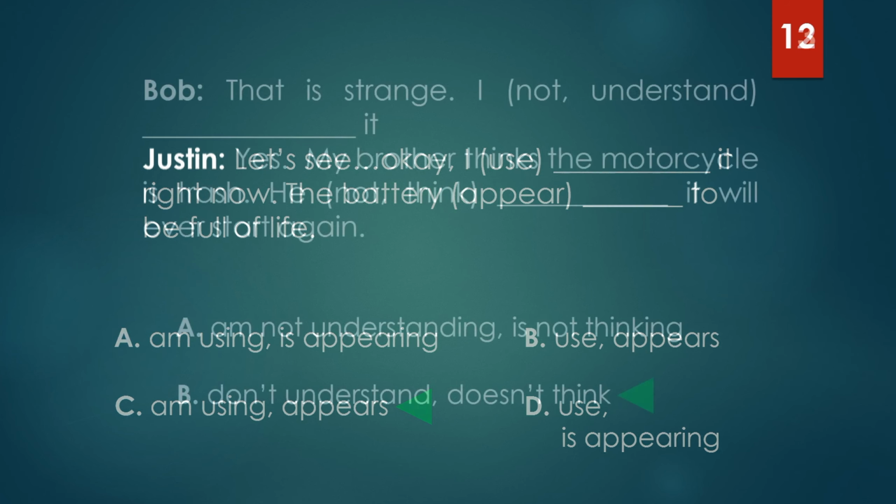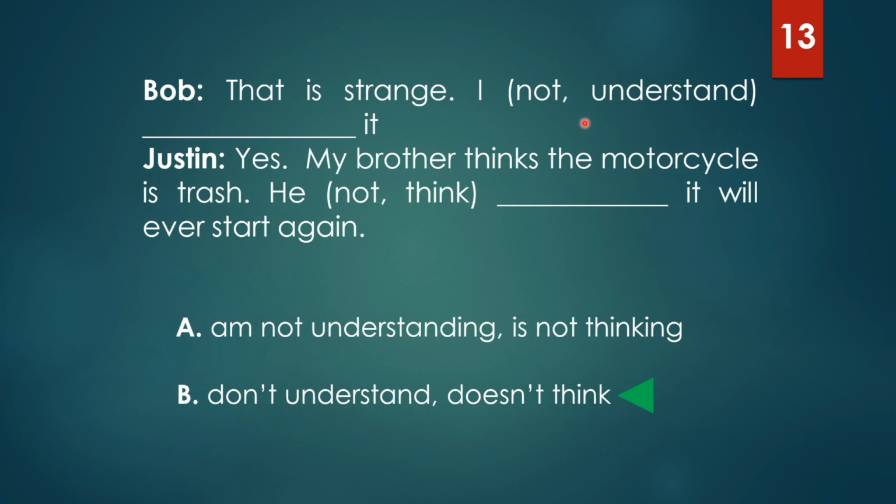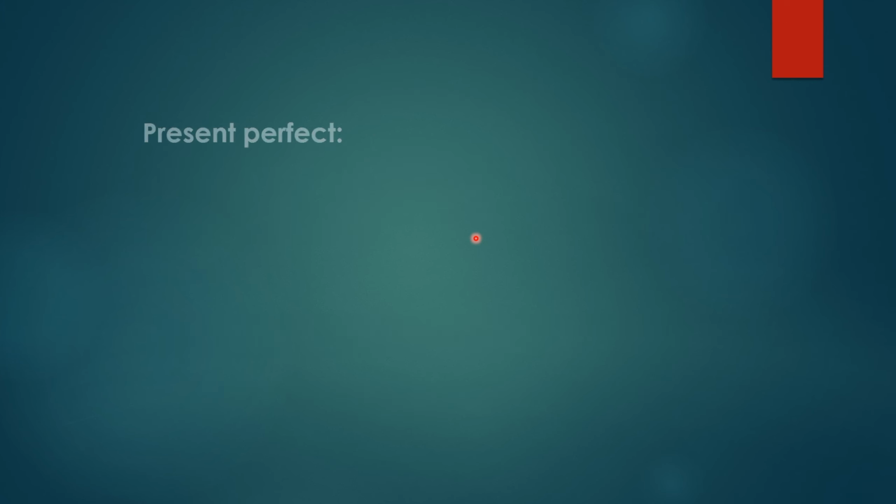Well, we say "appears," or like question 13, "I don't understand," or "he doesn't think." In these cases, we didn't use progressive tense because these verbs, think, understand, and some more verbs, are considered state verbs. State verbs do not talk about an action. They talk about a state, and we never use them in progressive form. You can find a complete list of state verbs at the end of the video.